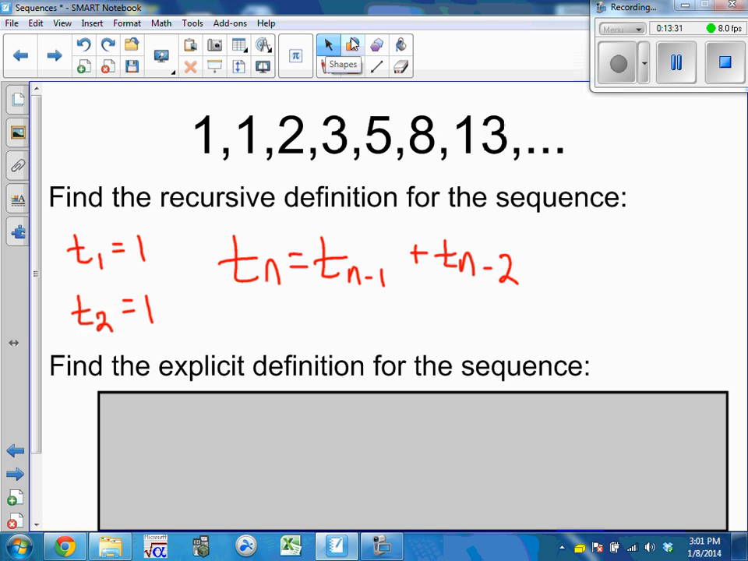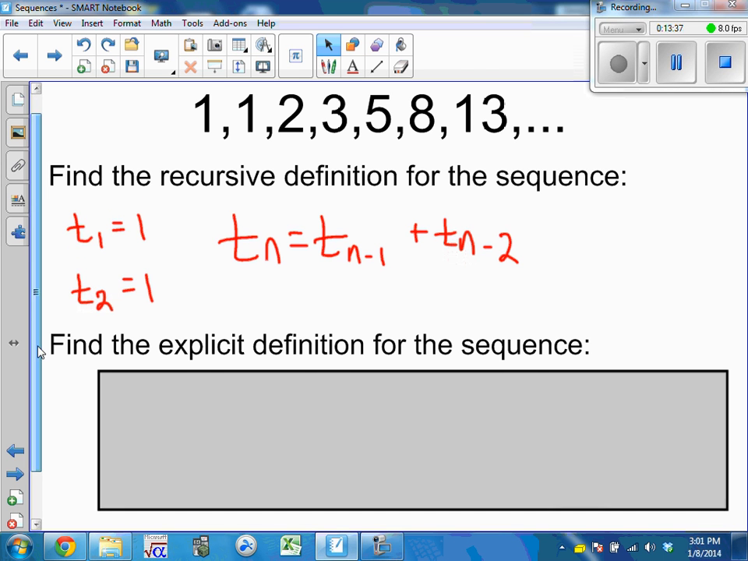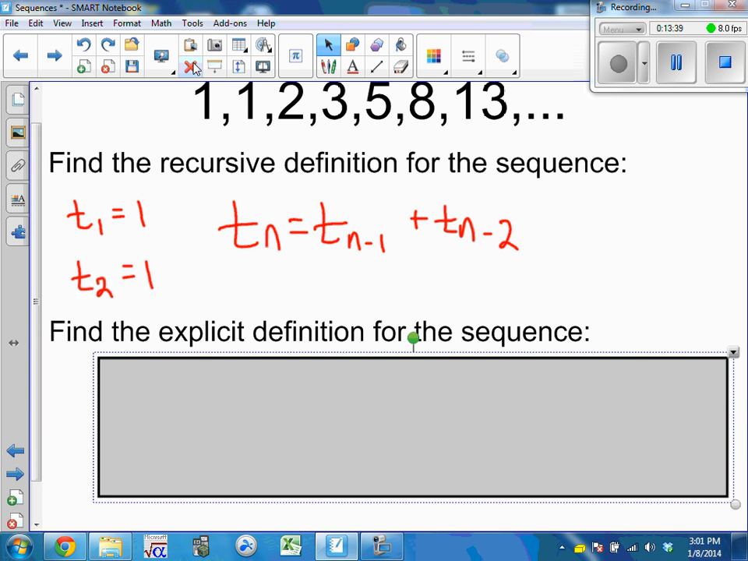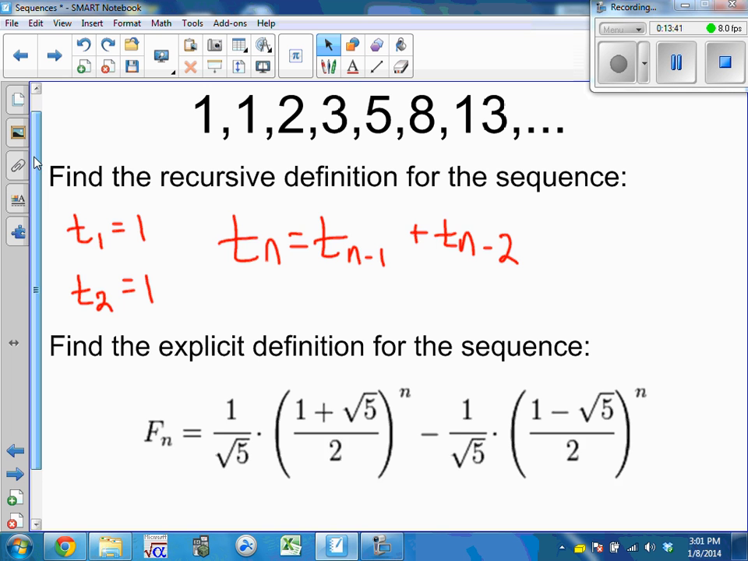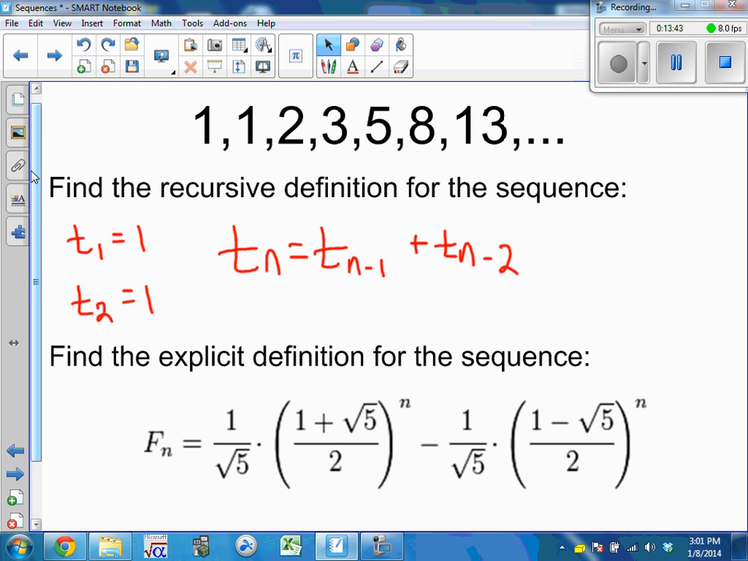A very simple definition. But this can also be written as an explicit definition. This is not simple. This is one I got off of Wikipedia, and honestly, I don't know how you figure it out. Somebody much smarter than me was able to figure out, here is the explicit definition for the Fibonacci sequence. And I don't know how anybody ever would figure that out with the square root of 5s. Way too complicated for me.